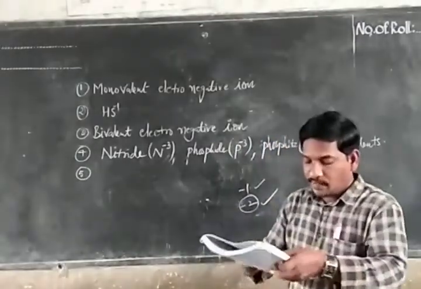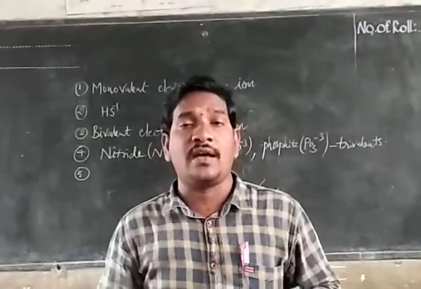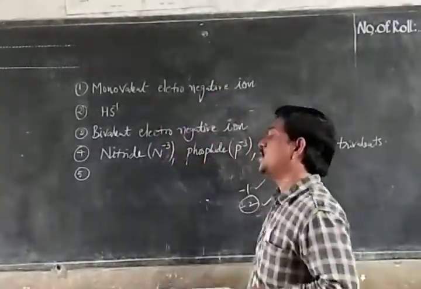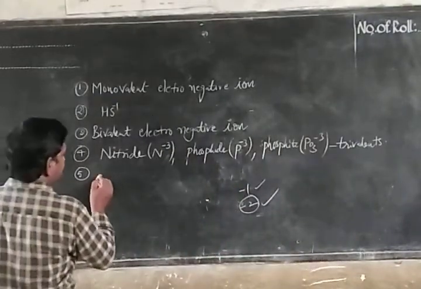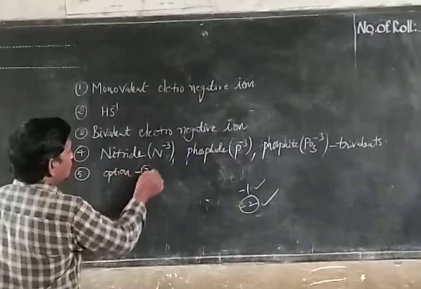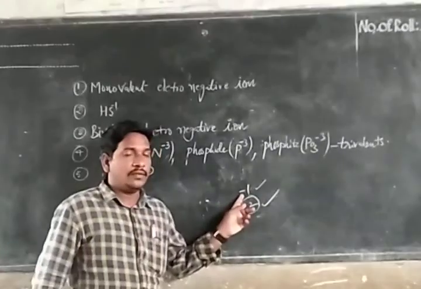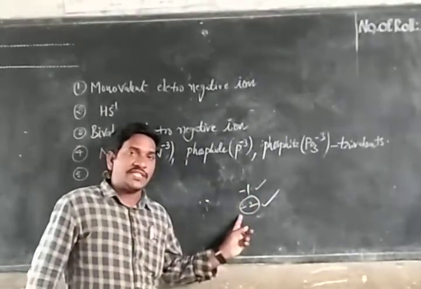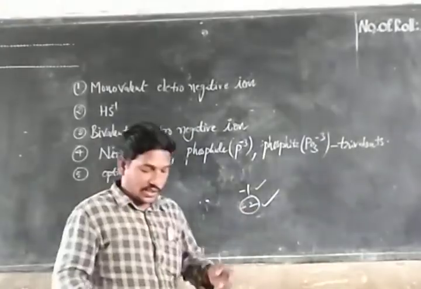So both statements are true, but statement 2 is not the correct explanation of statement 1. So second option, option 2. The valency of iodide is minus 1. The valency of silicate, SiO3, is minus 2. Okay.